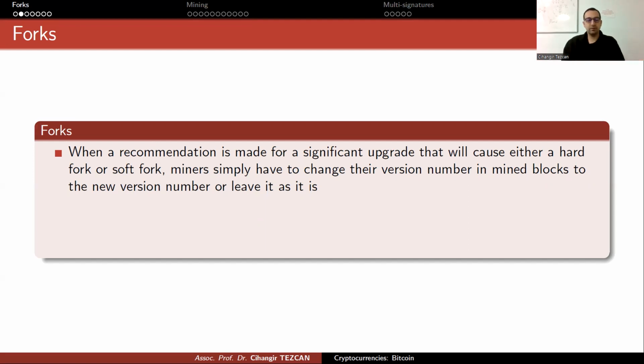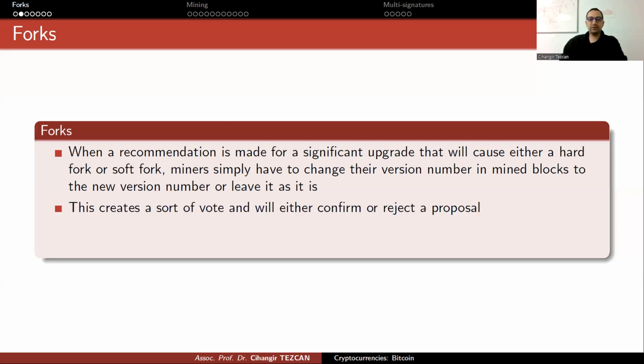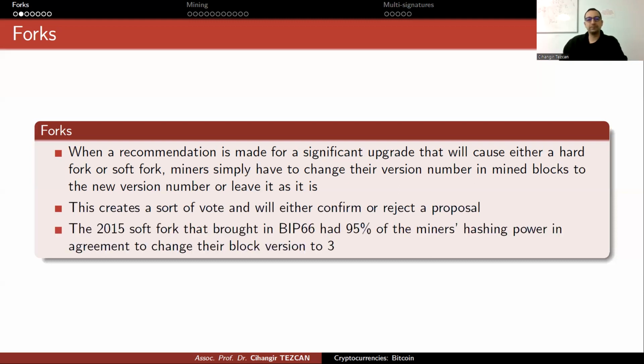For instance, when you decide to create a soft fork for Bitcoin, you create the patch. Now the version number is the new version of this new patch, but the update will become effective maybe 5 months later. So during those 5 months, you look at the mined blocks and see the version number of the miners and see which percentage of the miners actually accepted this new upgrade and who remained behind. So this creates a sort of vote and will either confirm or reject the proposal. The 2015 soft fork that brought in BIP66 had 95% of the miners' hashing power in agreement to change their block version to 3. So this way you knew that people upgraded their software.